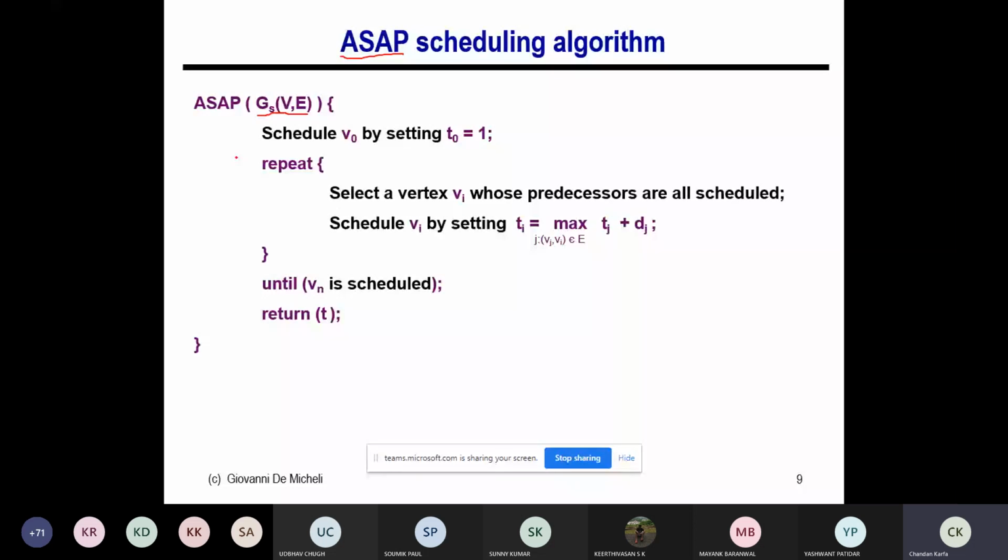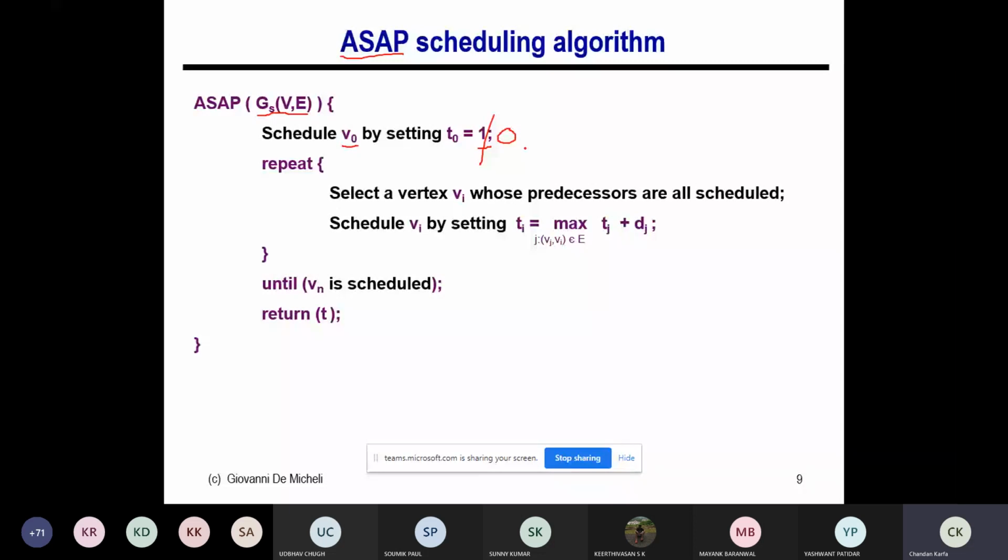So the algorithm is very simple. You can see here the V0 is my sync node, right? So I'm just saying it is 1, but you can assume 0 also. It depends on your convention whether it's a 1 or 0. The way I look at this, my sync node is always assigned to time step 0, so that time steps 1, 2, 3 will be where my operations get scheduled.